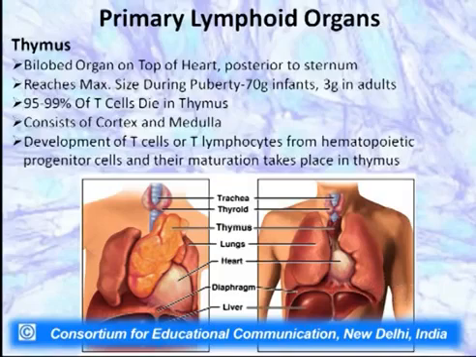Now, the thymus consists of a cortex and a medulla. The development of T cells, or T lymphocytes, from hematopoietic progenitor cells and their maturation takes place exclusively in the thymus. If you can see, the thymus on the left side is that of an infant, while on the right side the thymus has gone down to just two flappy bilobed structures. This is an adult thymus. So, you can see how big the thymus is in the infant and how small it is in the adult.